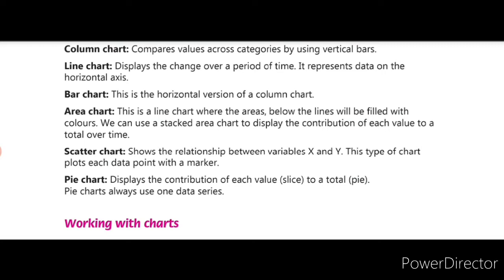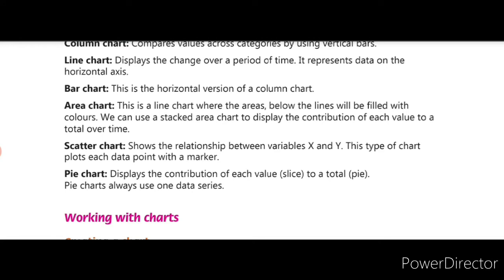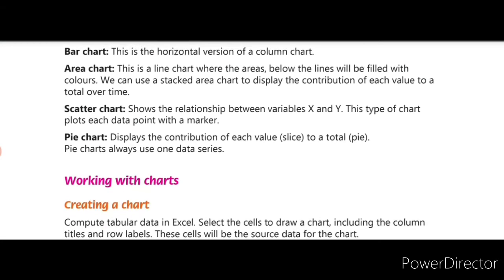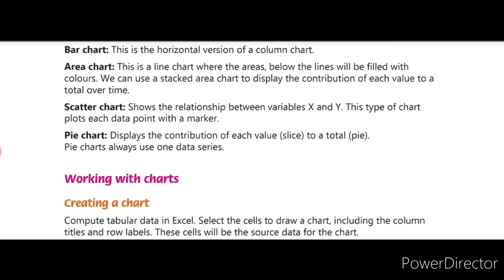So what is an area chart? This is a line chart where the areas below the lines will be filled with colors. An area chart is nothing but a line chart where the area under the line is filled with specific colors. We can use a stacked area chart to display the contribution of each value to a total over time. Okay, clear? Next we'll see what a scatter chart is.